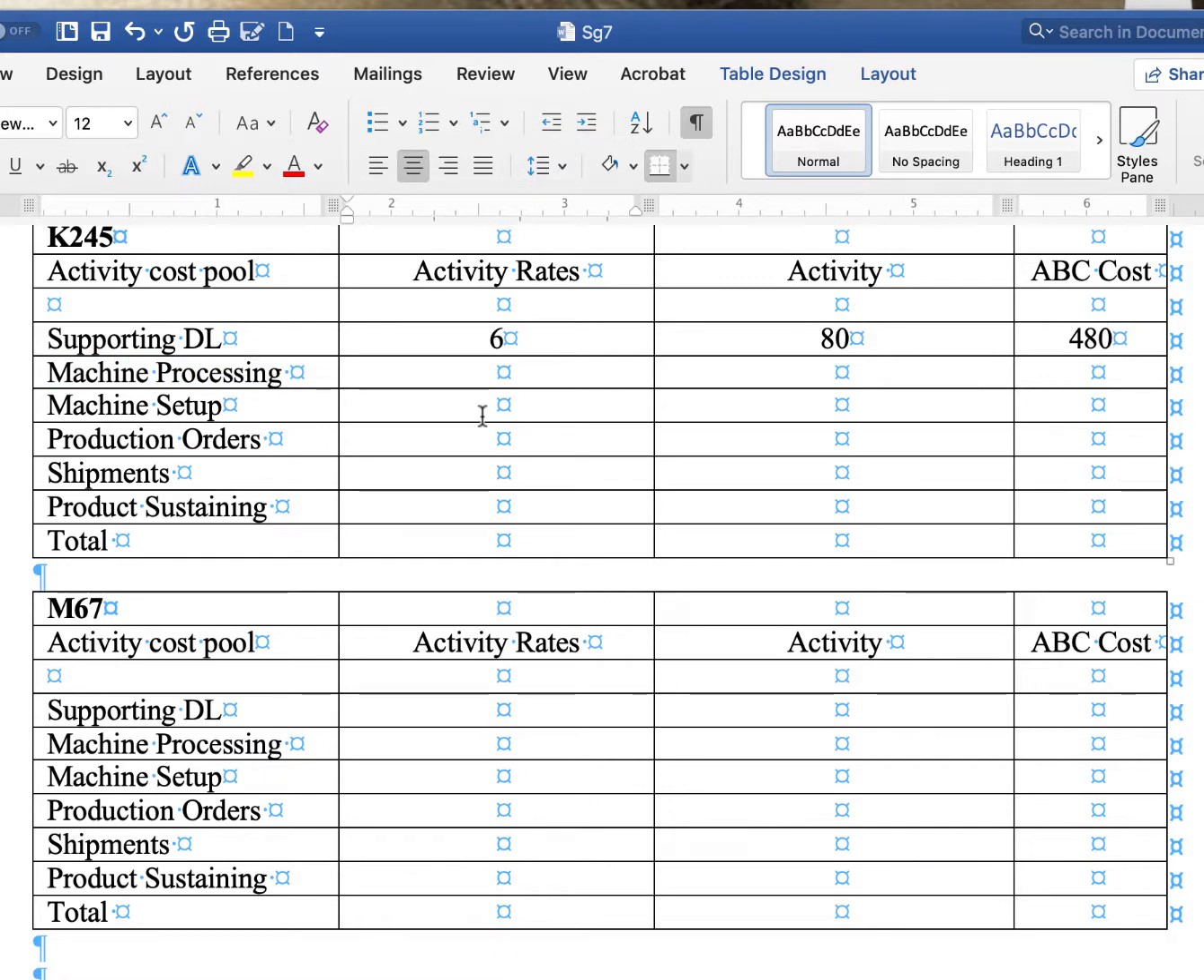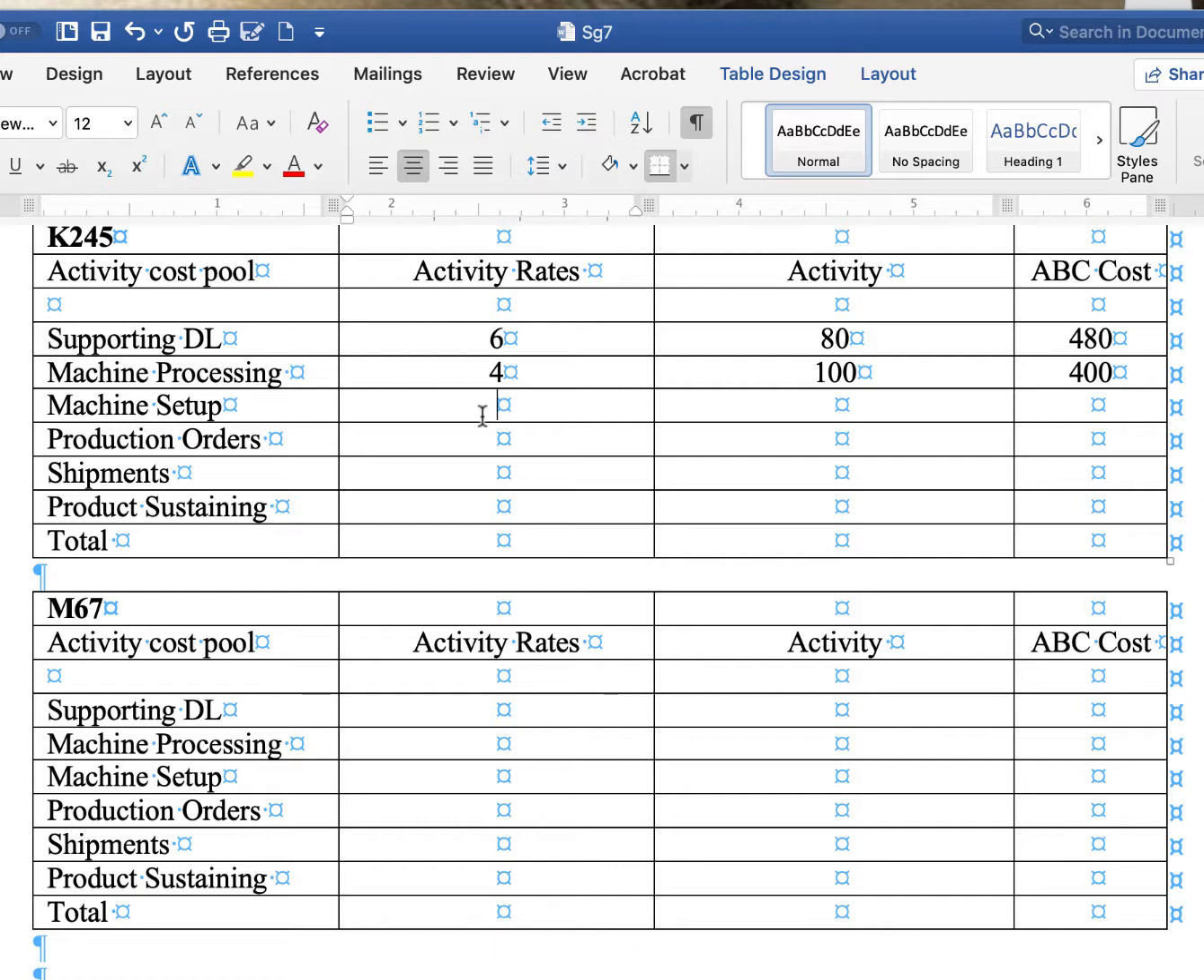I do the same thing with machine processing. I can tell from the top chart that machine processing is $4 per machine hour. That's my activity rate. Well, what's my activity? My activity for K425 consumes 100 machine hours. Okay, so I take $4 times 100 hours, excuse me. That gives me $400.